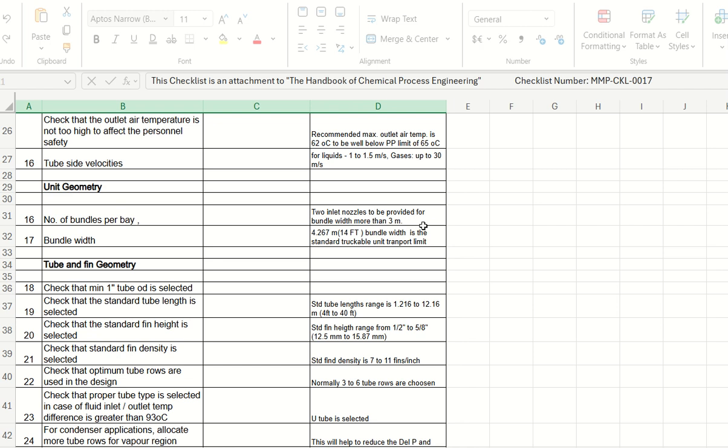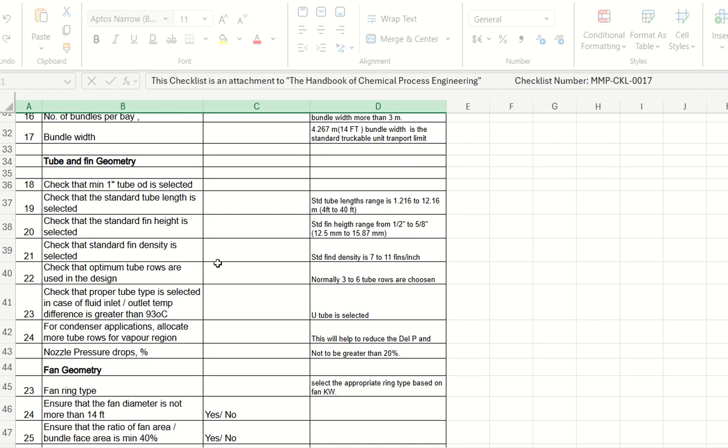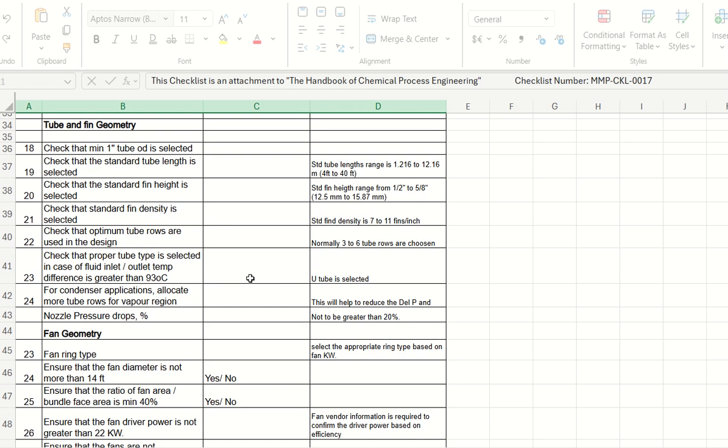Two inlet nozzles are to be provided for a bundle with more than 3 meter width. Bundle width 14 feet is the standard truckable unit transport limit. So this is the limit for the bundle width, so that it can be easily transported.